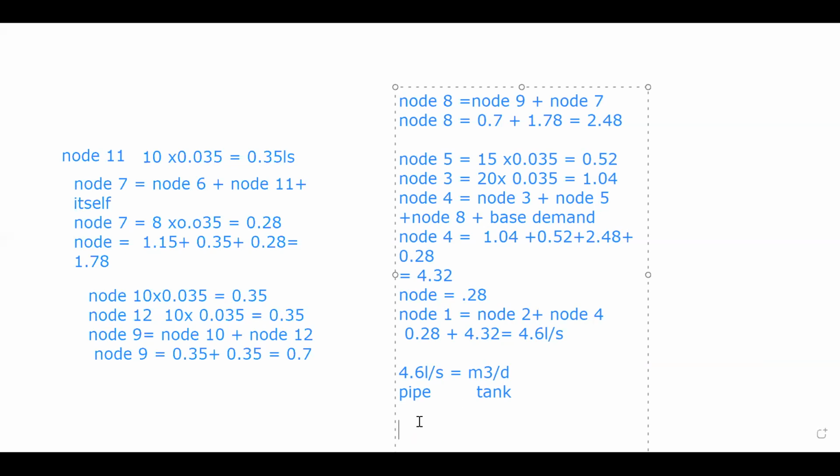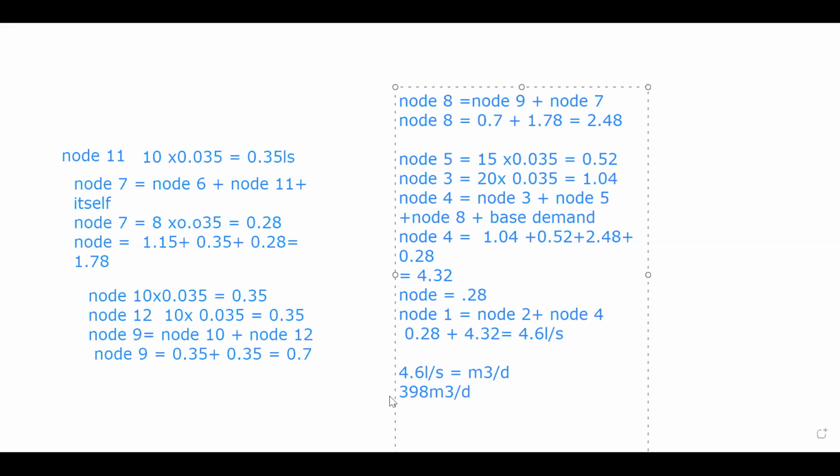So let's convert this guy. If you convert this into meter cube per day, what we need to do is to multiply by 86400 and divide by 1000. So it's giving us 398. So I need a tank size, watch me now, I need a tank size of 398 cubic meter per day. That's what will service the people per day.